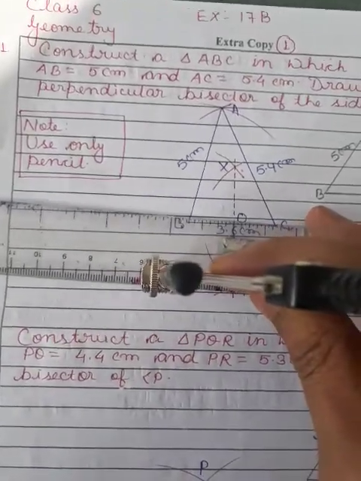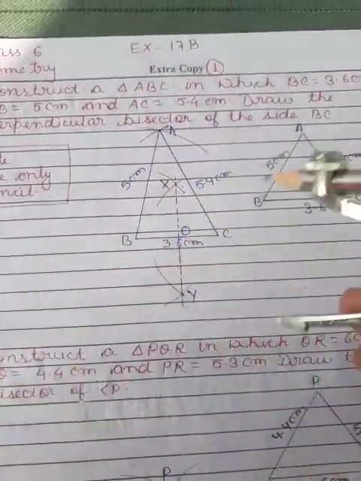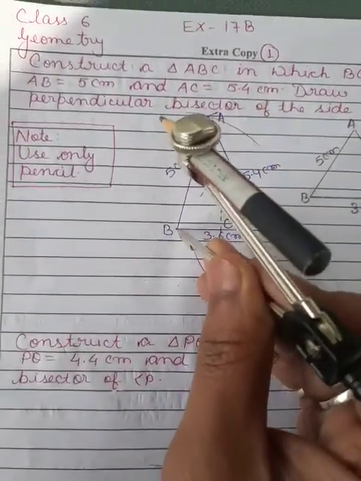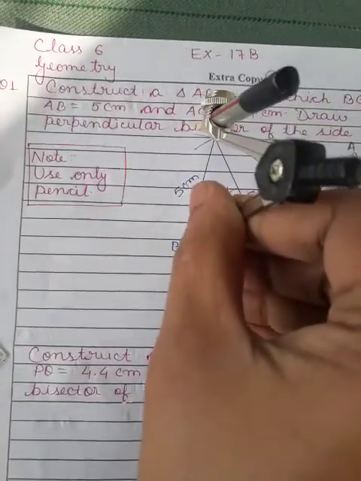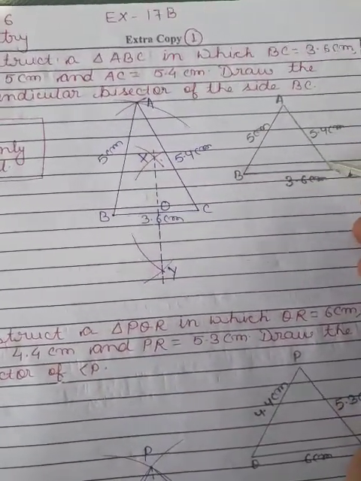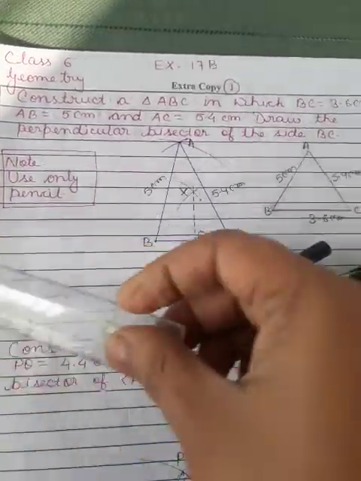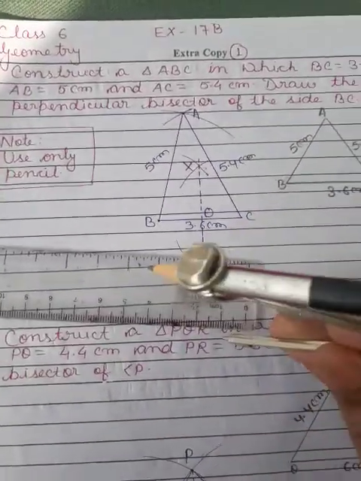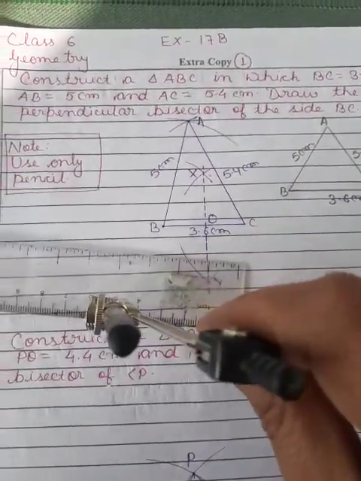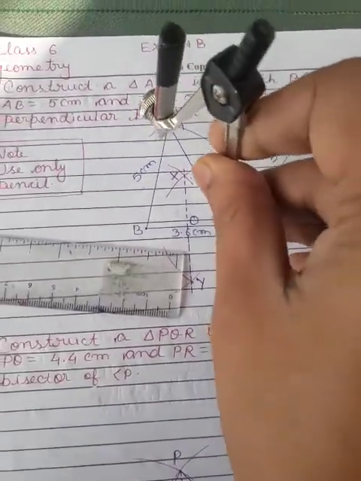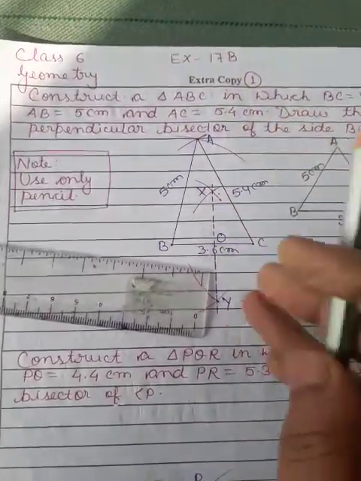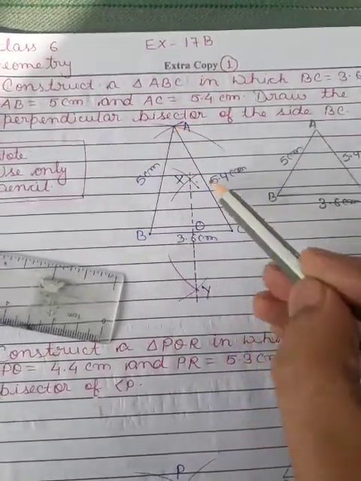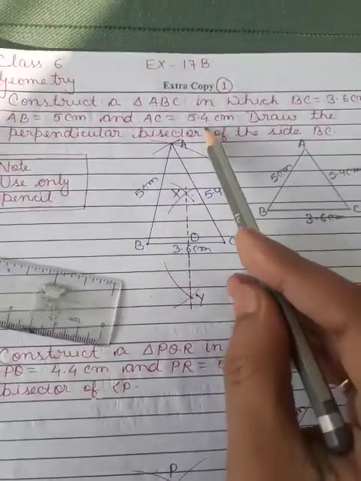So this is our 5 centimeter. AB is given 5 centimeters. So put the needle on B and cut here like this, 5 centimeter. Then AC is given how much? 5.4 centimeter. Again measure 5.4 with the help of your compass, and then from C cut 5.4. Now where these 2 arcs are meeting, put one dot and with the help of scale join these 2 points. So this is the first part of the question.